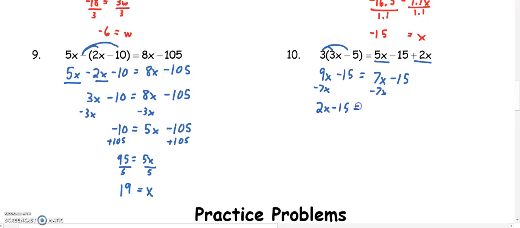2x minus 15 equals negative 15. And I'm going to add 15 to both sides. 2x equals 0. Don't freak out when you get a variable equal to 0. Remember, that's a possibility. x can equal 0, so we're just going to divide by 2, and x stays equal to 0.